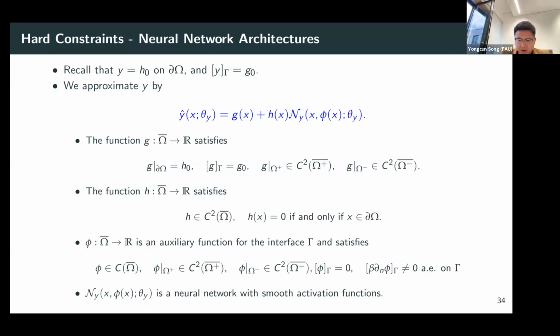It satisfies the following conditions, and this function phi is used to guarantee the interface condition. And here we know that the last requirement, that the jump of the normal derivative is non-zero, is because we need to capture the non-smoothness caused by the jump of the normal derivatives. And here N_Y is a neural network with smooth activation functions.